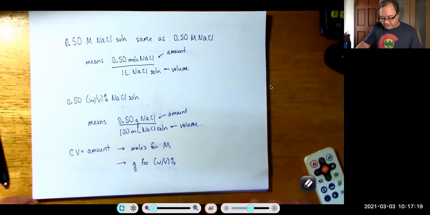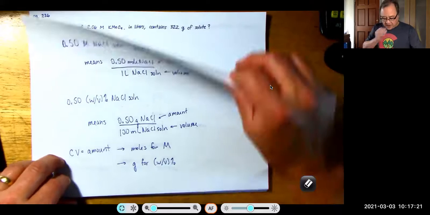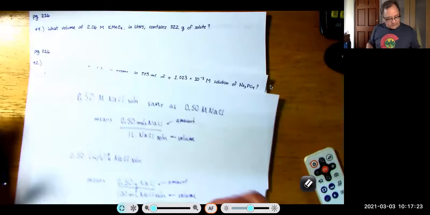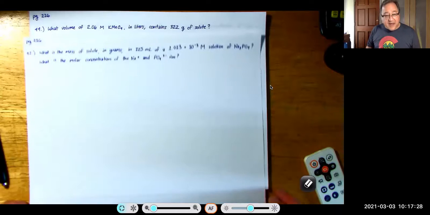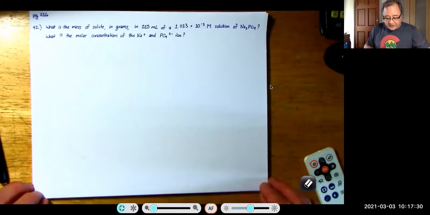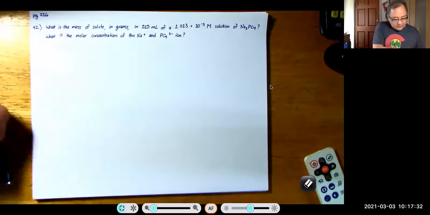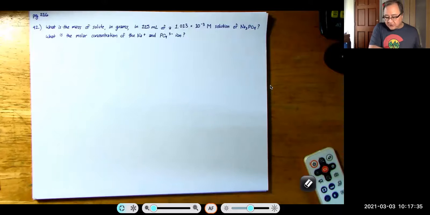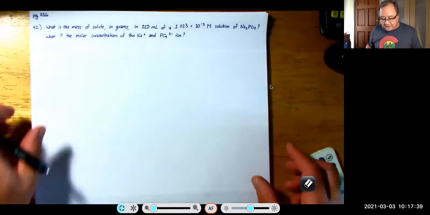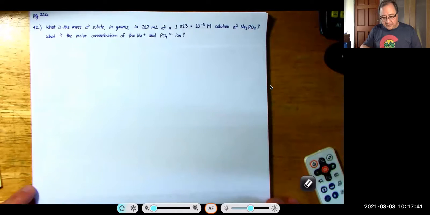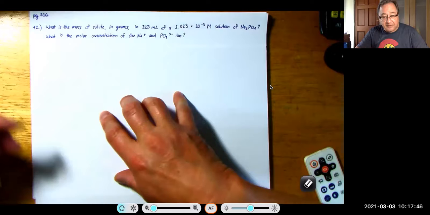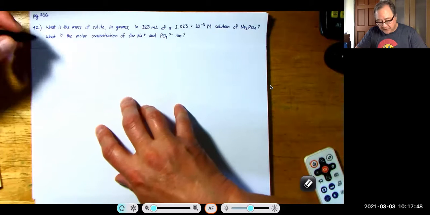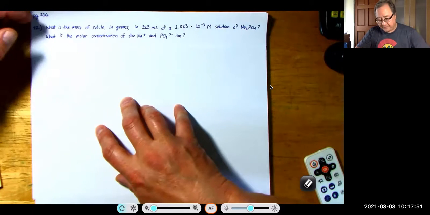All right. So let's take a look at some of these problems here. So what is the mass of solute in grams in 125 milliliters of 1.023 times 10 to the negative third molar solution of Na3PO4? So they want the mass in grams, and we could do a C times V equals amount. But we could also do a conversion factor thing.